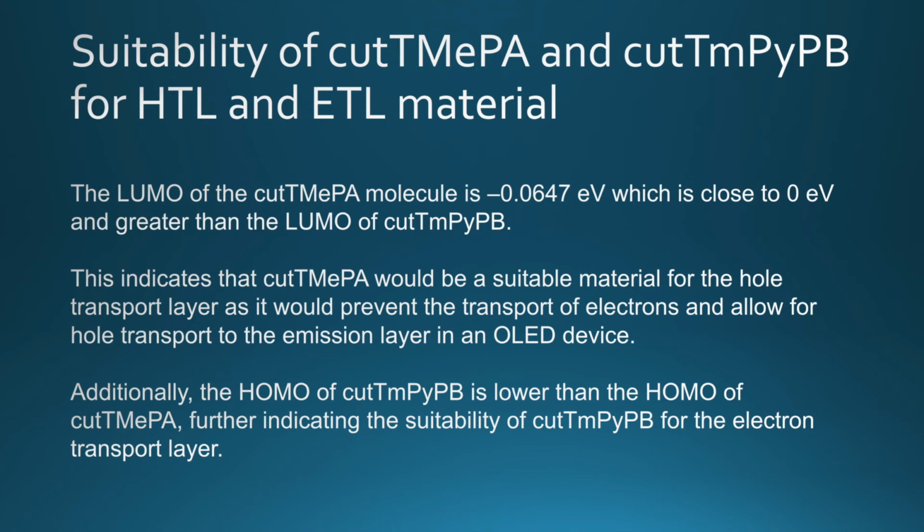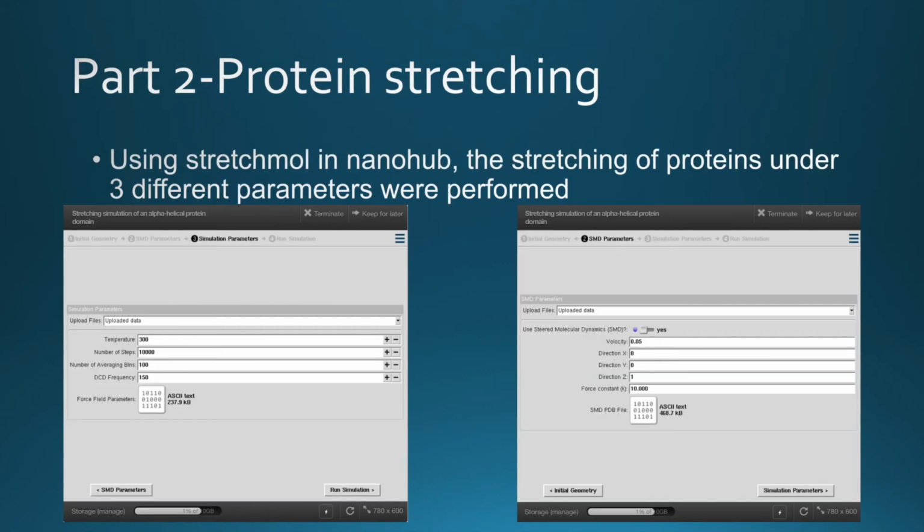Now for the second part of the lab, we use a stretch module in NanoHub and stretch proteins under 3 different parameters. As you can see here, on the left is the temperature, which is constant at 300. The number of steps in this case is 10,000, but we change this between 10,000 in the x-axis and z-axis, as well as 5,000 in the x-axis. So 3 different parameters.